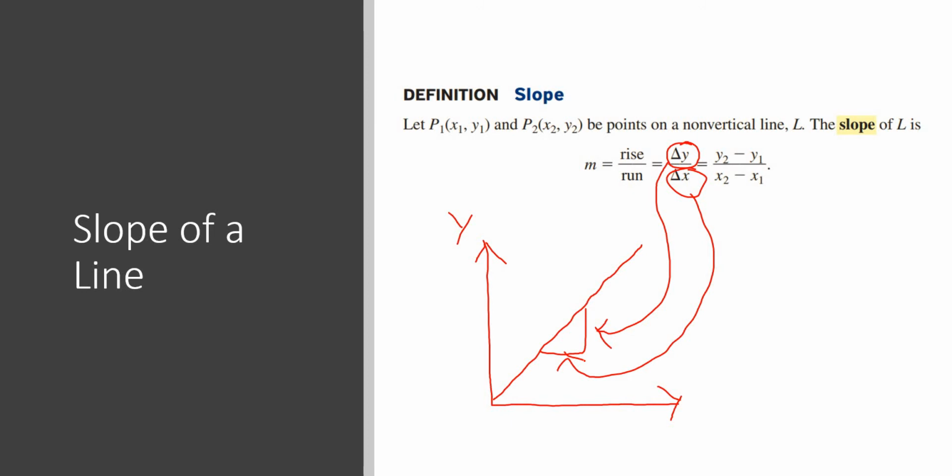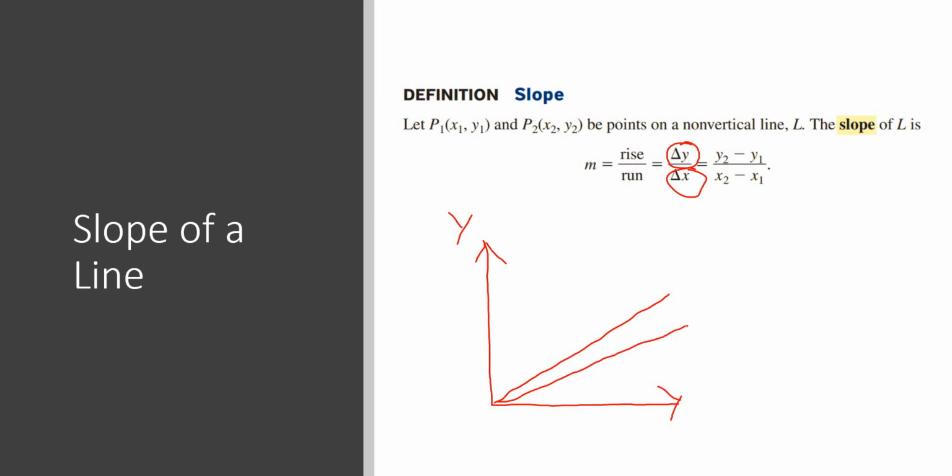Now, if m has a higher value, then our slope is steeper. It might look a little something like this. But if m has a lower value, then our slope is not going to be as steep. It might be something like this or something like this. So again, if we have a high m value or a high slope value, our line is going to be steeper. So just think of the slope of a line as its steepness.